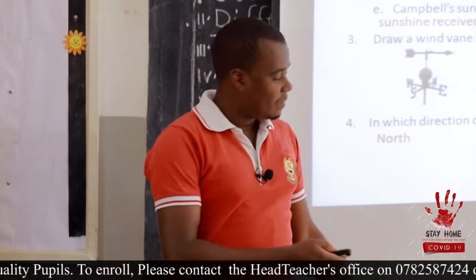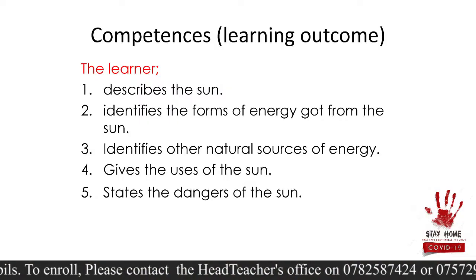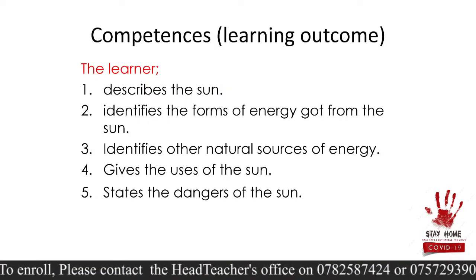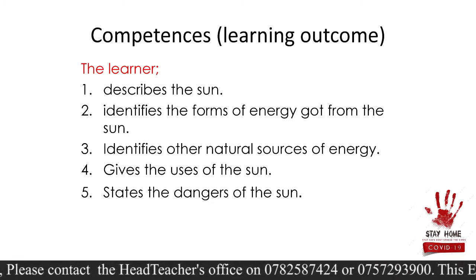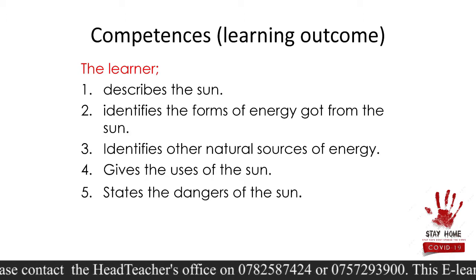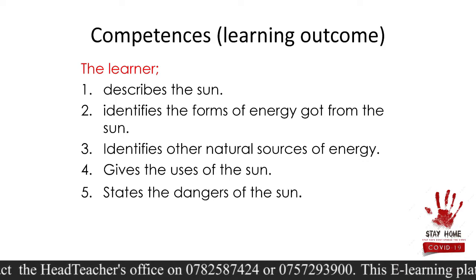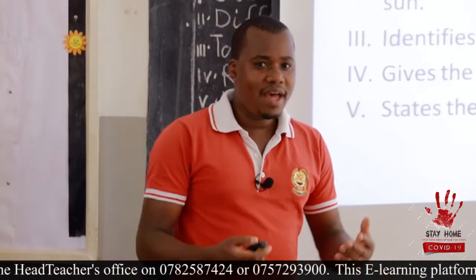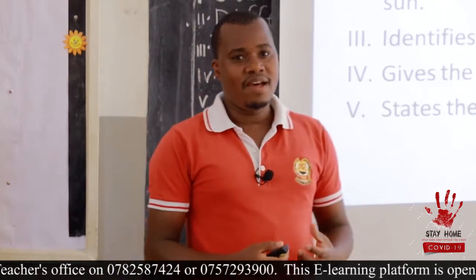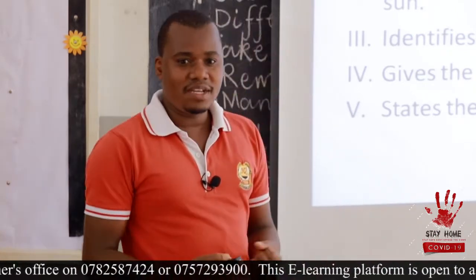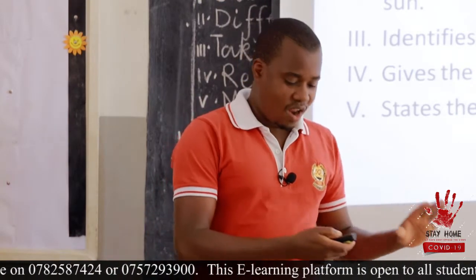That is very nice. Now, our today's lesson, what do I expect from you? You are going to describe the sun. You are going to identify the forms of energy got from the sun. Identify other natural sources of light. Then, give the uses of the sun and state the dangers of the sun. So, pay attention. We have so much to cover, so we are going to move through very quickly. Leave whatever you are doing, and concentrate just to learn.